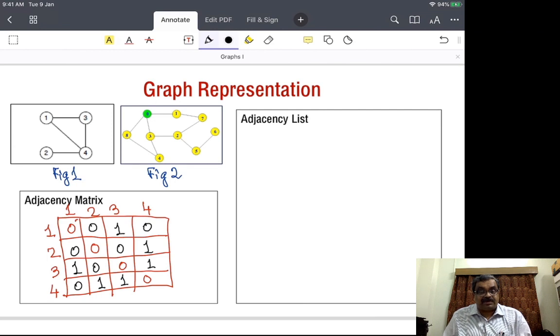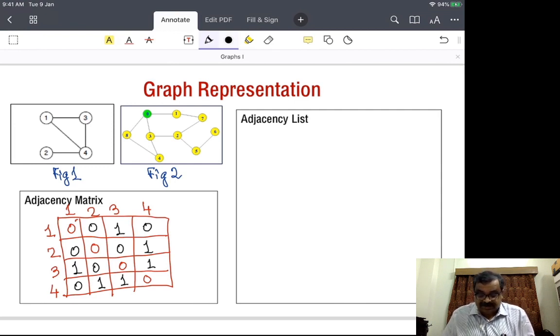In case of weighted graphs, we shall see later what we do. But an adjacency matrix requires order n squared space. If there are n nodes, then it requires order n squared space to store the edges in the graph. The maximum number of edges that can be there in an undirected graph is nC2, and therefore you can choose any two nodes and there can be an edge between them.